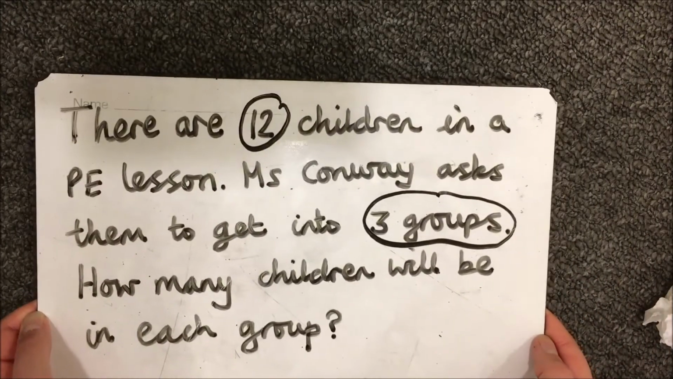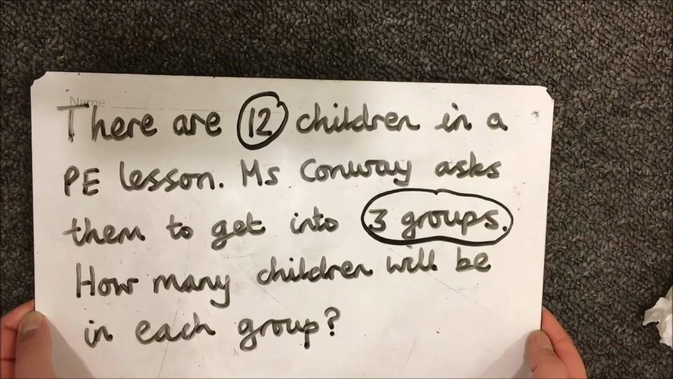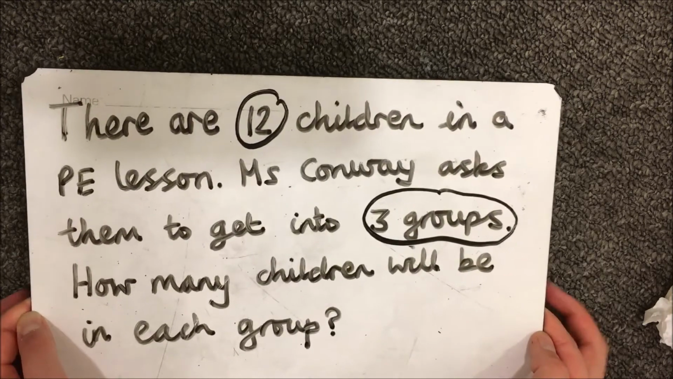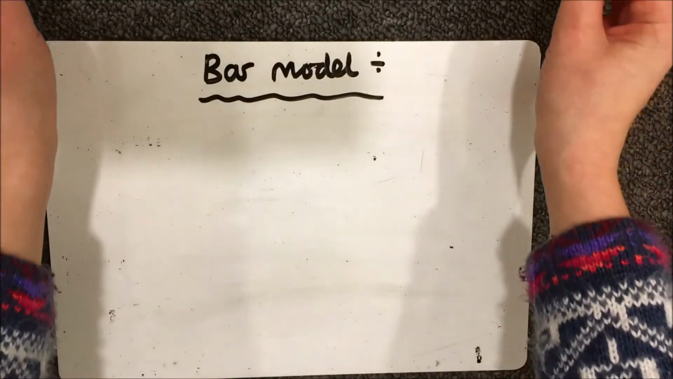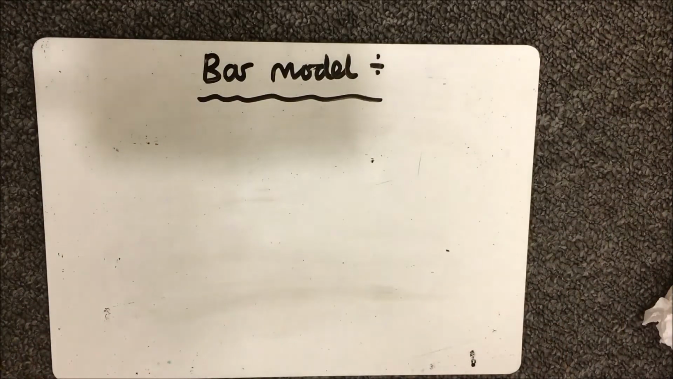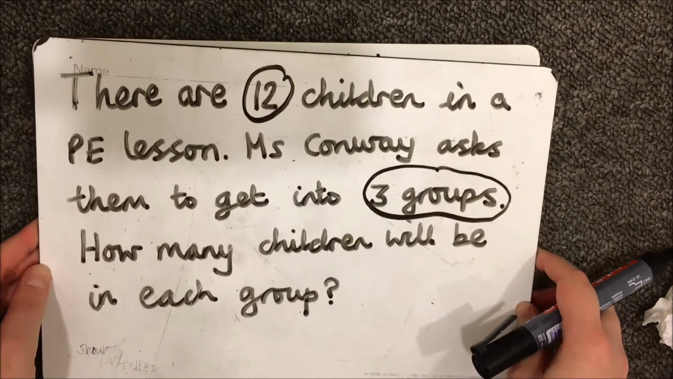Let's remind ourselves. There are 12 children in a PE lesson. Miss Conway asked them to get into 3 groups. How many children will be in each group? We now know the answer is 4, but we're doing it to concentrate on the method now, not the answer. So yesterday we used a bar model. Pause the video. How do you think we show this number sentence as a bar model?